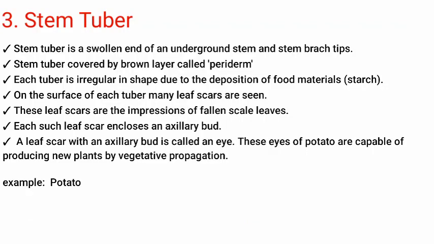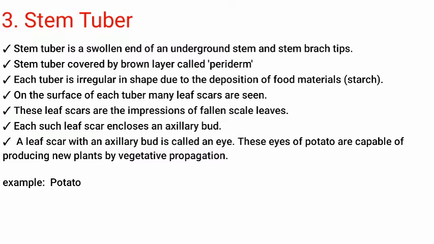Let's see the third type of underground stem modification, stem tuber. A stem tuber is a swollen end of an underground stem and stem branch tips. A stem tuber is covered by a brown layer called periderm. Each tuber is irregular in shape due to the deposition of food materials like starch. On the surface of each tuber, leaf scars are seen.